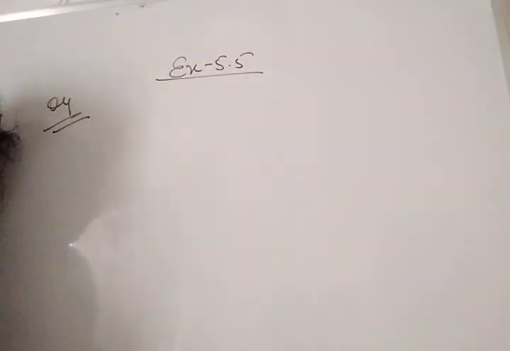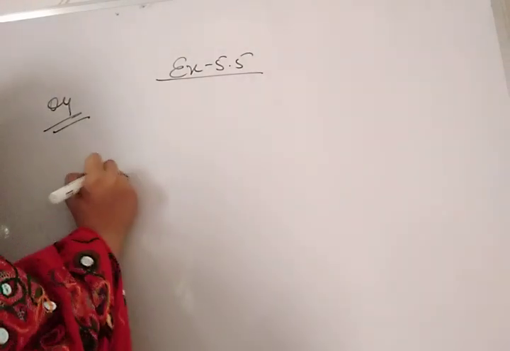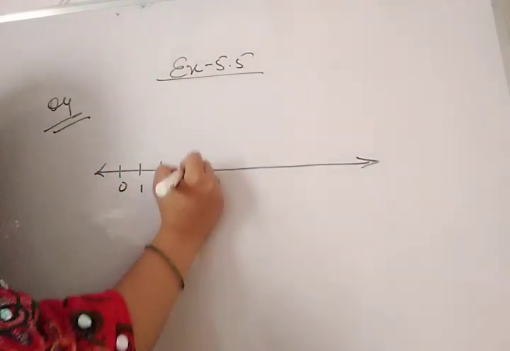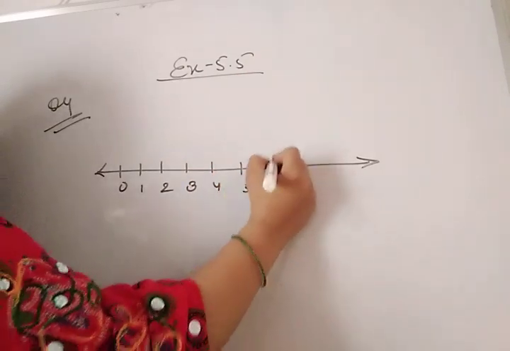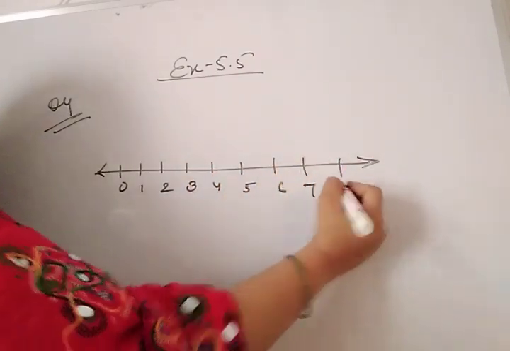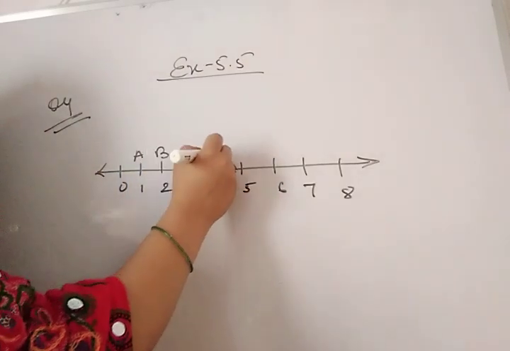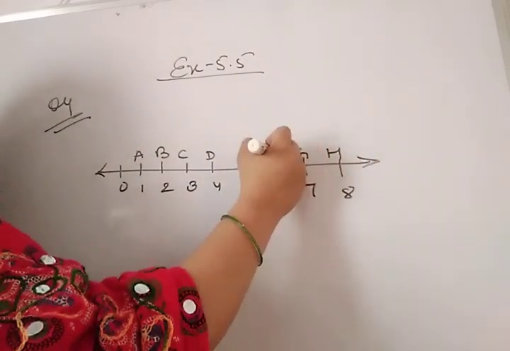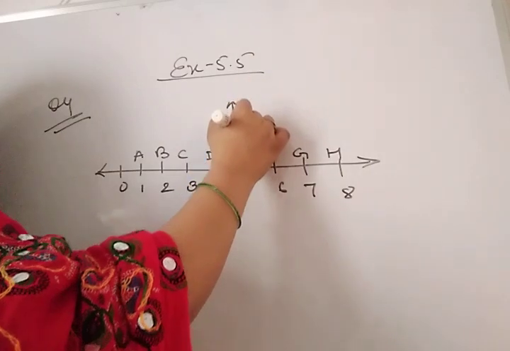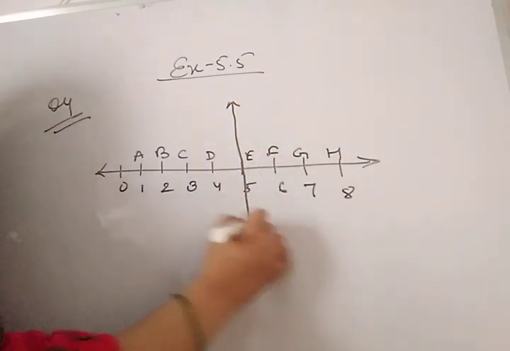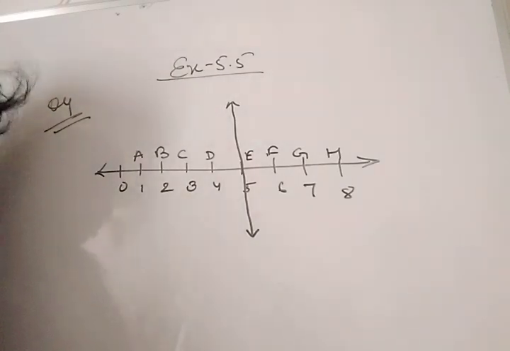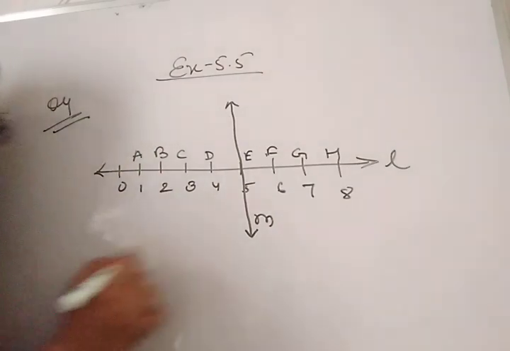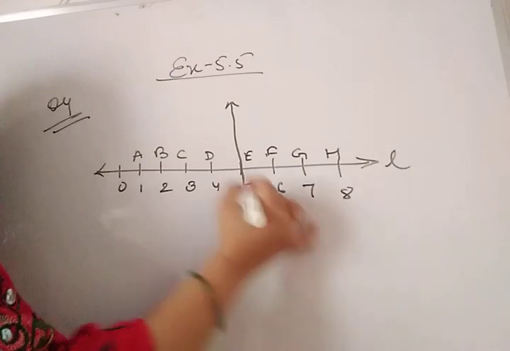Now we have to come to the fourth question. Points A, B, C, D, E, F, G and H. There is a line which is perpendicular to line L. This is line L. This is line M. This is perpendicular to line L. Then there is a point P.